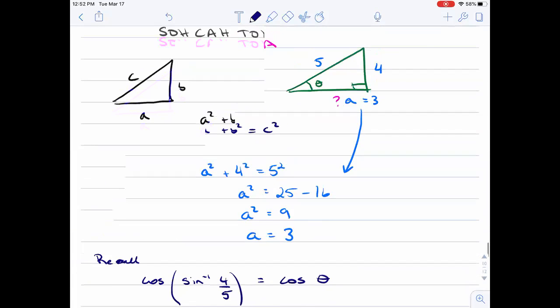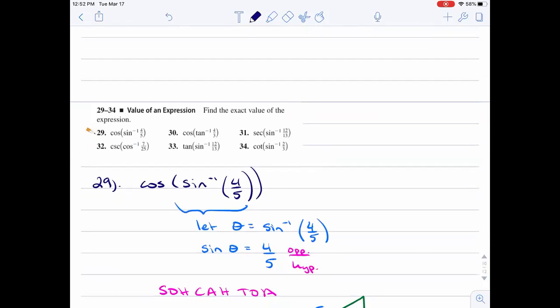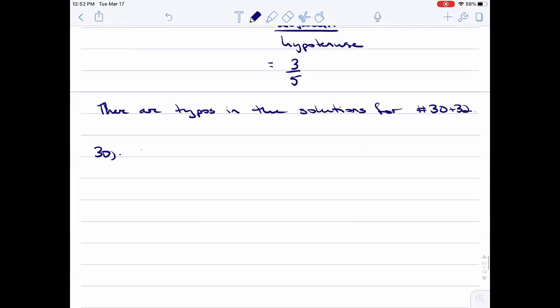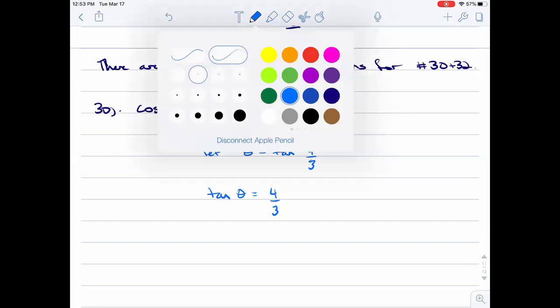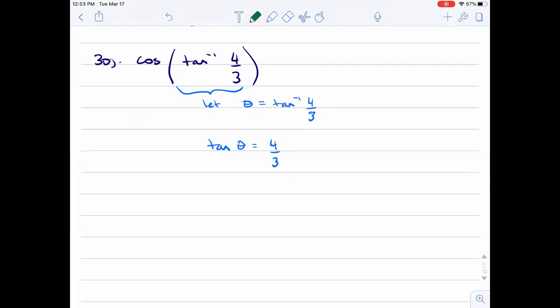So 30 is the cosine of tan inverse of 4/3. So we want the cosine of tan inverse of 4/3. Same step as before, right? I'm going to let theta be tan inverse 4/3, which means tan theta is 4/3. I'm just moving it over so it looks like what we're used to. Tan theta, opposite over adjacent. Right?